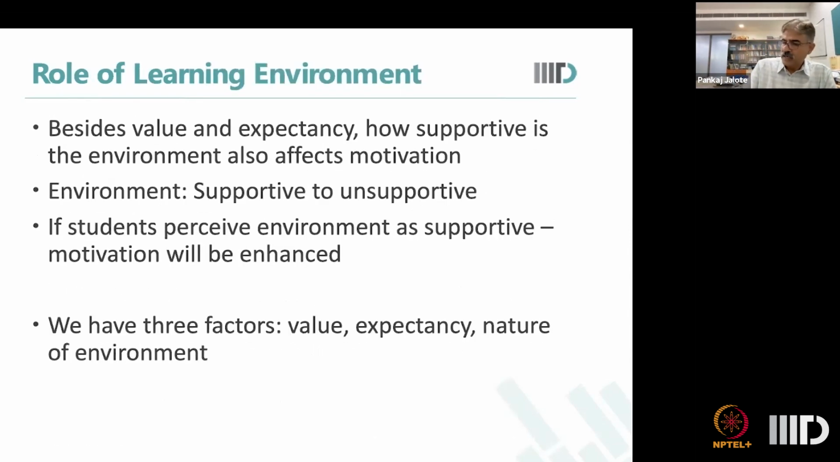And the last point is about the role of learning environment. Besides value and expectancy, how supportive the environment is also affects motivation. I'll just use the words supportive to unsupportive. If the student perceives the environment as supportive, motivation will be enhanced.